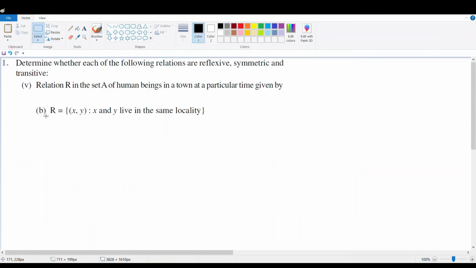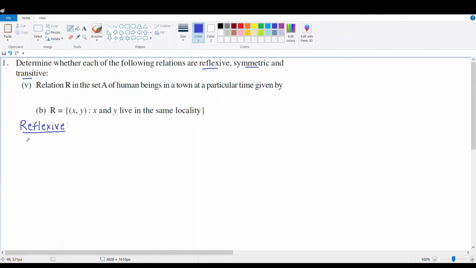Now part B in question. In part 5, you are given relation R in set A of human beings in a town at a particular time given by R equals x comma y, where x and y live in the same locality. So we need to check for reflexive, symmetric and transitive. So let's start with reflexive.